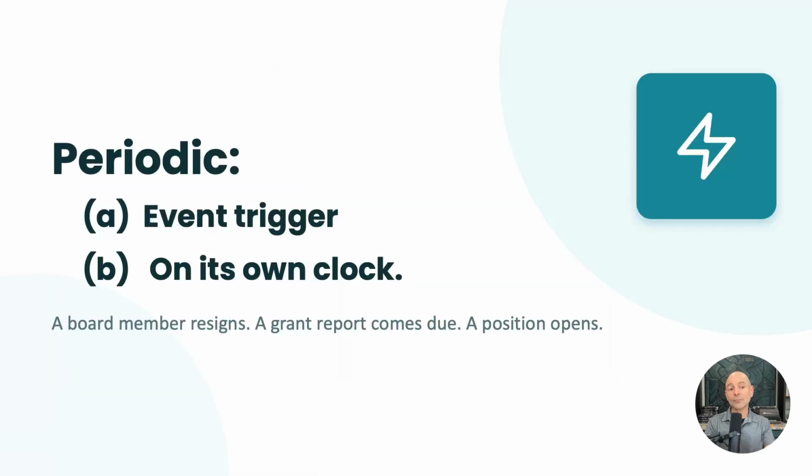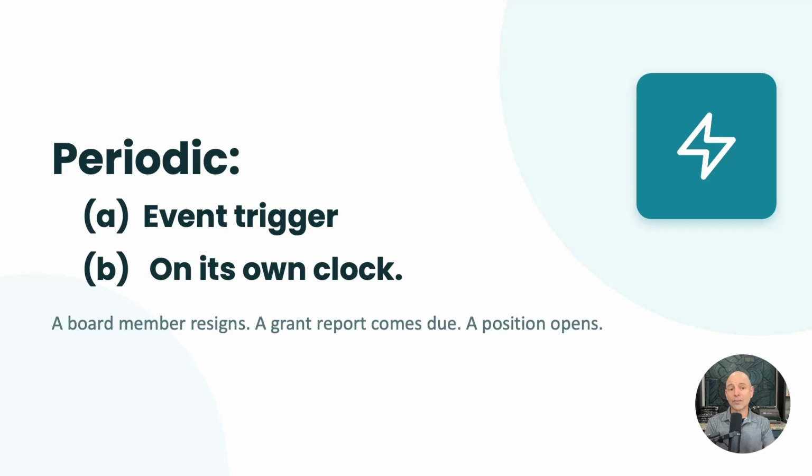Additionally, people will sometimes ask, what exactly is a periodic task? Well, there are 2 types of periodic tasks. One are those tasks that are essentially triggered by a specific event. Maybe a board member resigns, and so you probably have an offboarding sheet of all the things that need to happen when a board member resigns. Maybe a new employee starts. Similarly, that's going to trigger tasks for you and some of your team members.